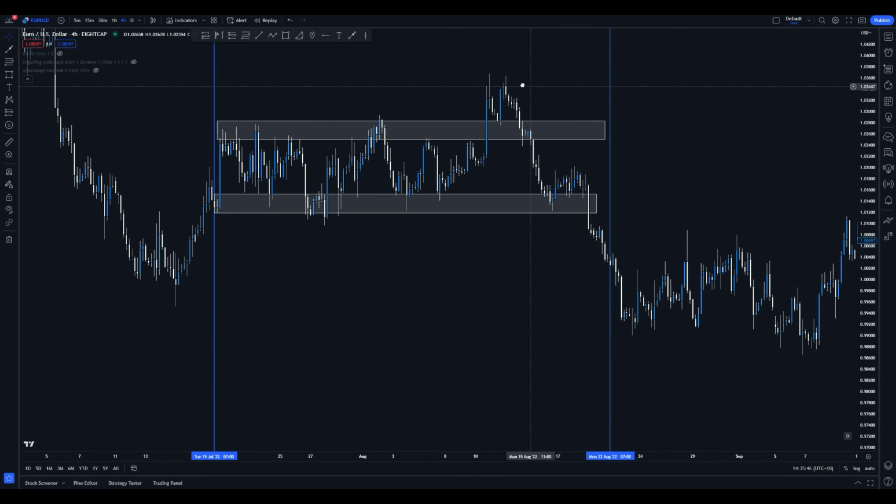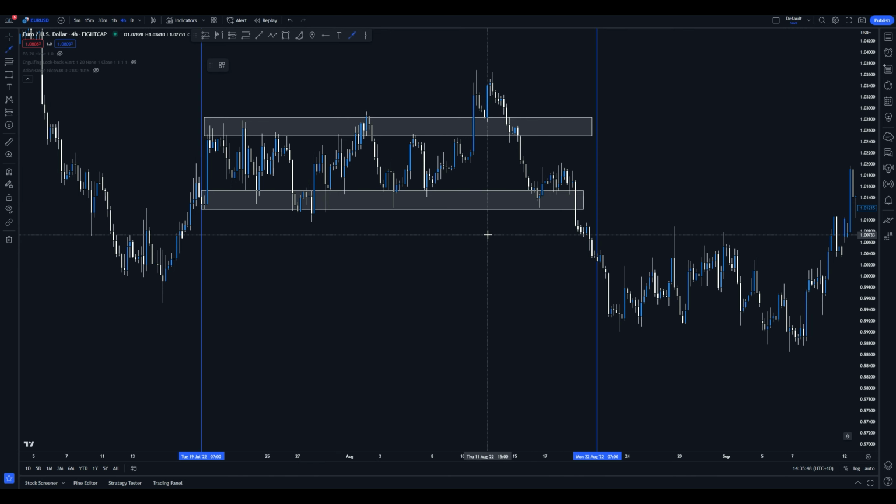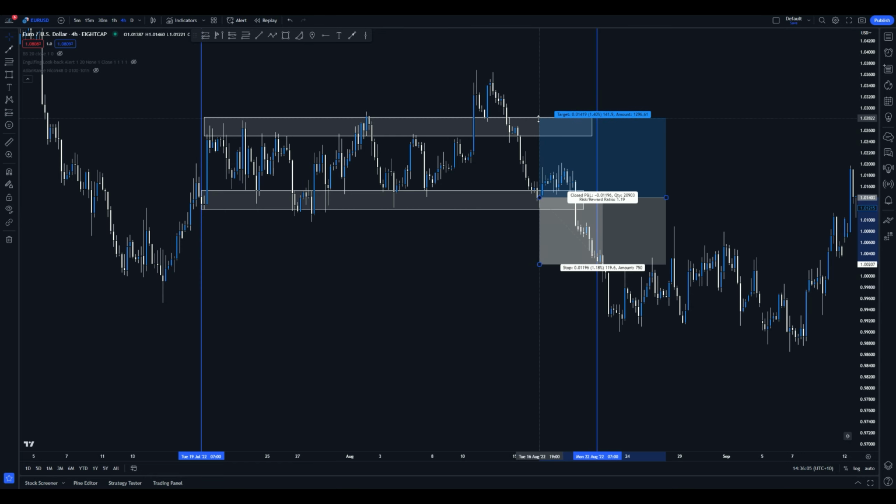Obviously it broke through to the top side. That doesn't mean that this support level is invalid. It just means it might come back later and test it, which is what happened. It broke through that top level and it came back down to test this level.